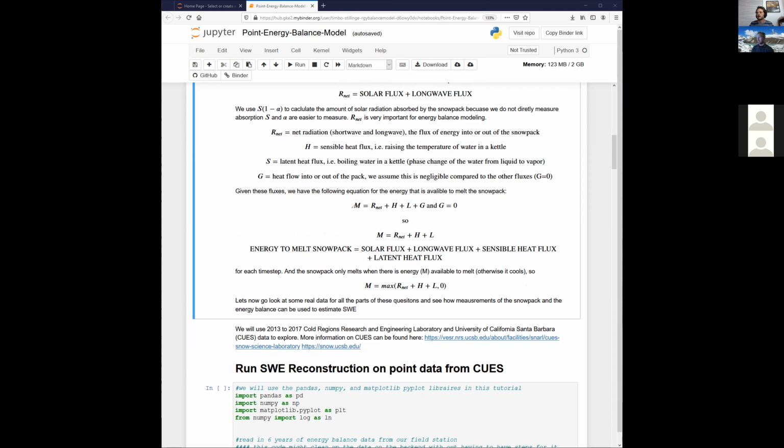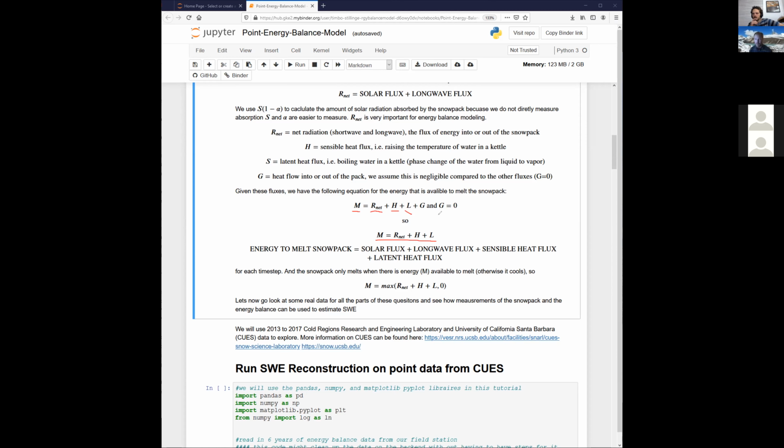And that's right here where M, the energy we have available to melt, is going to be equal to the net flux of radiation, both the solar and the long wave flux, plus any sensible heat flux on the surface and any latent heat flux on the surface. And because G is equal to 0, we basically can set our equation equal to this. And this is our main equation for figuring out how much energy we have available at any time step to estimate the melt in the snowpack.